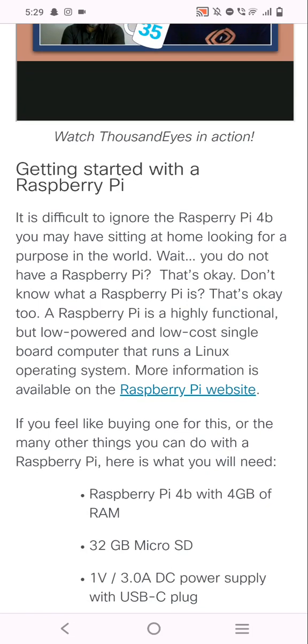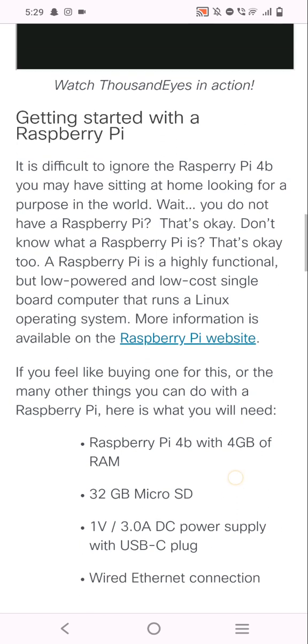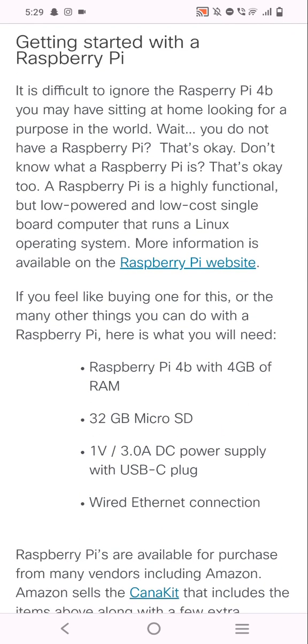Getting started with a Raspberry Pi. It is difficult to ignore the Raspberry Pi 4B. You may have one sitting at home looking for a purpose, or you may be in a world where you do not have a Raspberry Pi. That's okay. Do not know what a Raspberry Pi is? That's okay too. A Raspberry Pi is a highly functional but low powered and low cost single board computer that runs a Linux operating system. More information is available on the Raspberry Pi website.